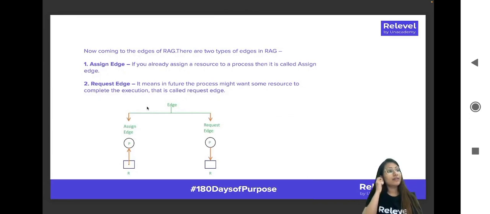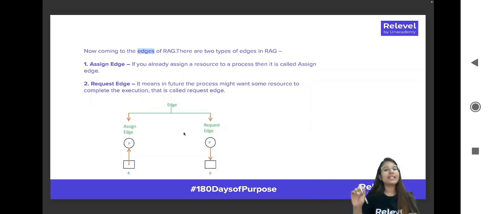Now a resource can have more than one instance. If it has more than one instance, each instance will be represented by a dot in the rectangle. Whenever we talk about edges, edges are of two types. We've talked about vertices already. Next, we will talk about edges. Edges can be of two types. First is an assign edge, and second is a request edge.